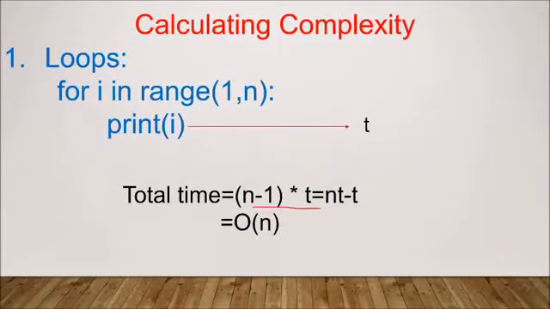Then when we open this bracket, it will become nt minus t. So t is constant and here t is constant. So obviously you can see the dominant term is this one, nt. And when we are writing in big O notation, we will ignore the constant and write only the steps, the input, that is n. So this is the big O notation of loops.